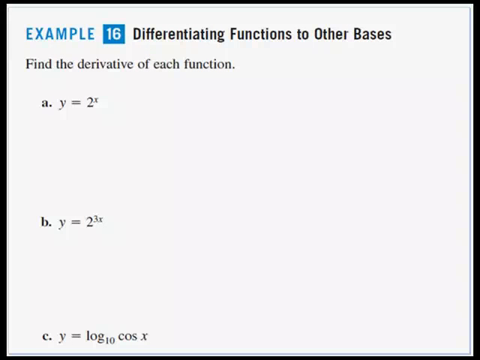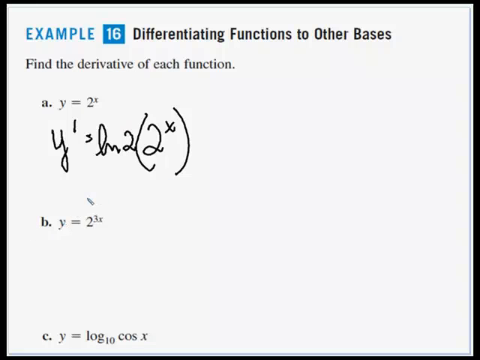So let's take a couple of these for a test drive here. Letter A, y equals 2 to the x. Well, our derivative, y prime, equals, the 2 to the x is going to stay exactly the same, 2 to the x. And what we put in front of it is the ln of the base 2. And we could write it like that, the ln of 2 times 2 to the x power.